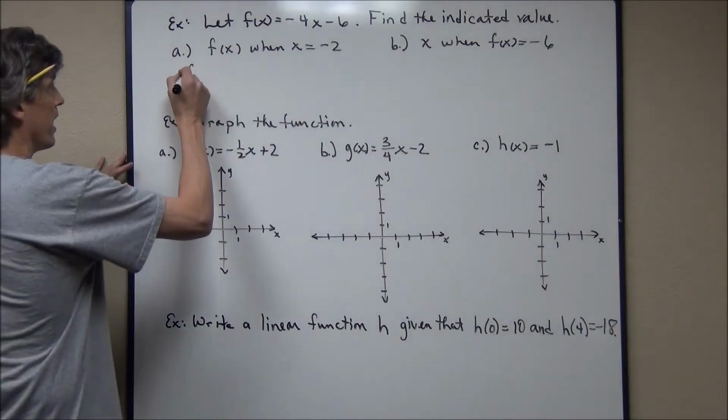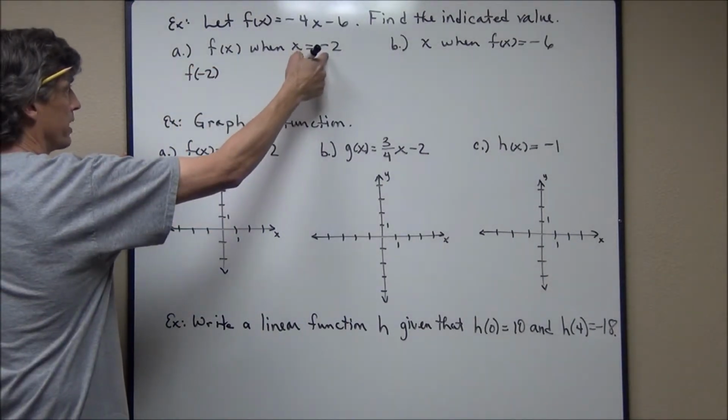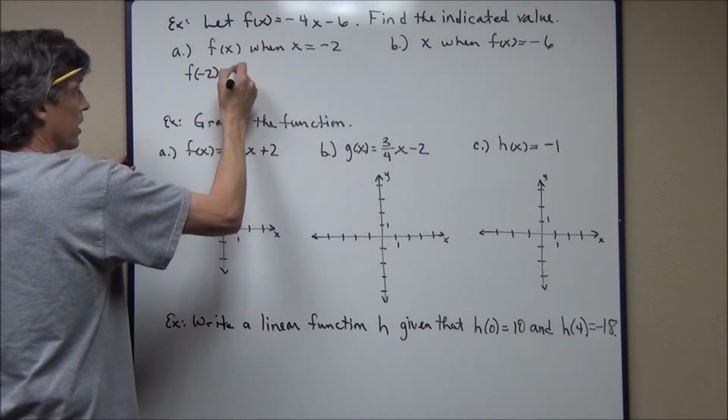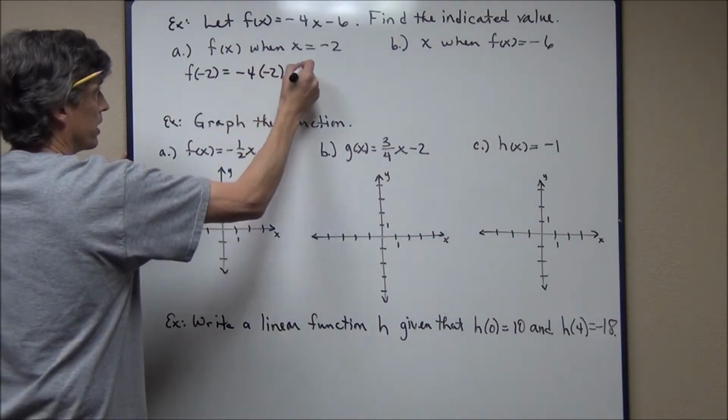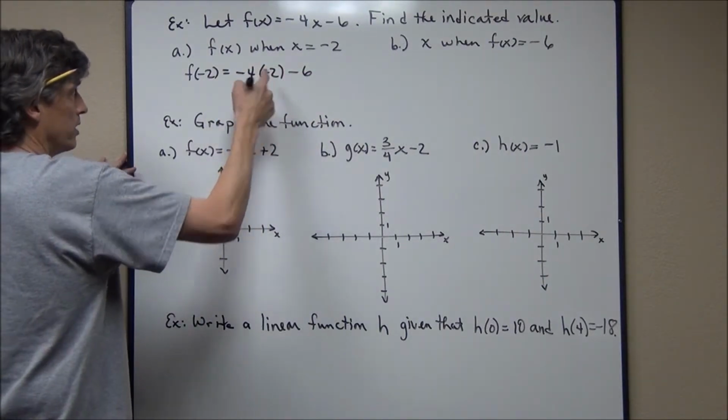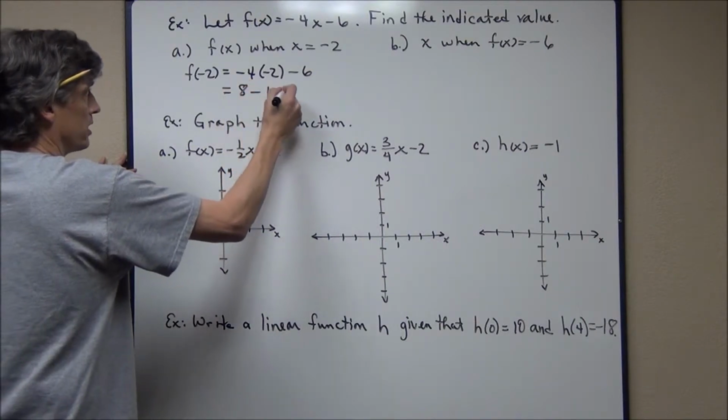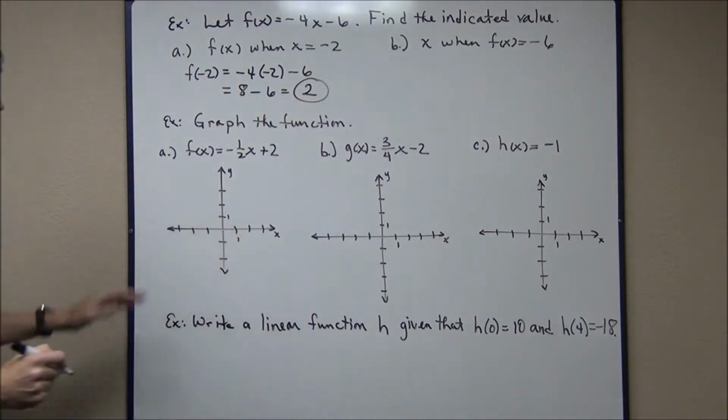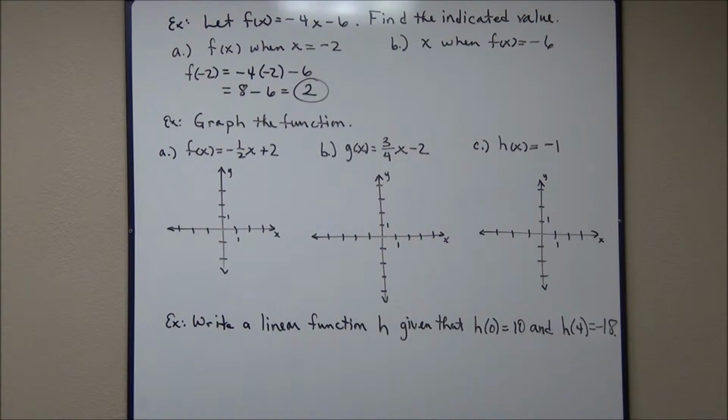Remember, that means f of negative 2. That's what's plugging in for x. So negative 2 in here. Careful of all those negatives. Could get confusing there. Negative 4 times negative 2 is positive 8 minus 6. Not so bad. So it looks like f of negative 2 is equal to 2.